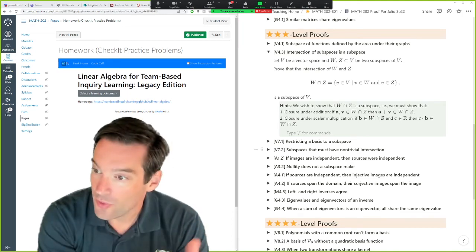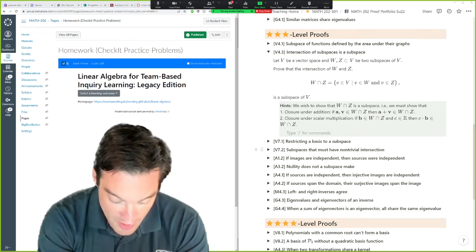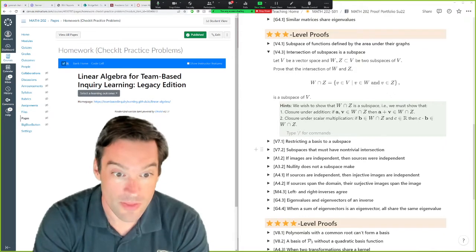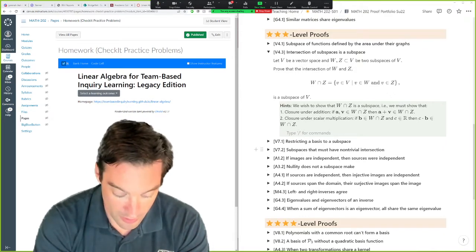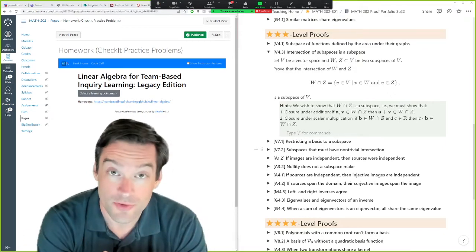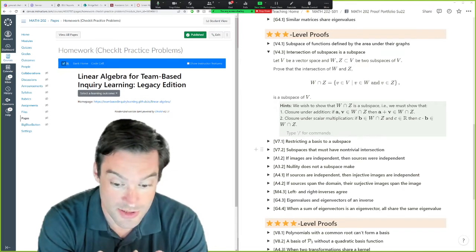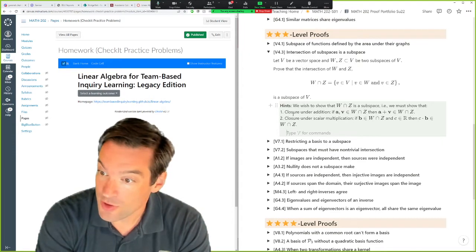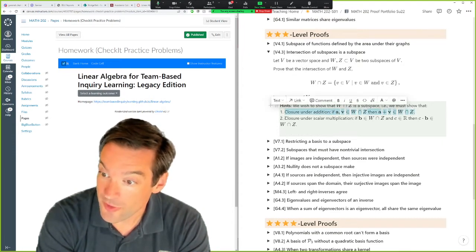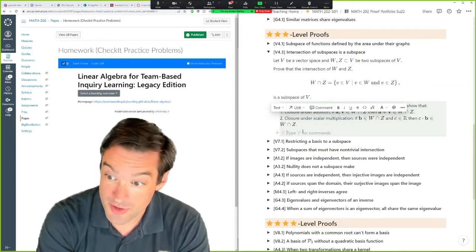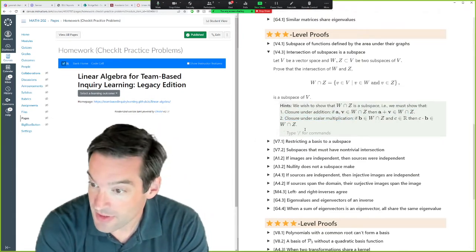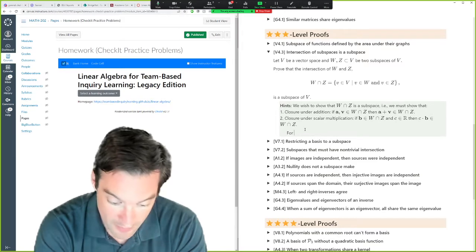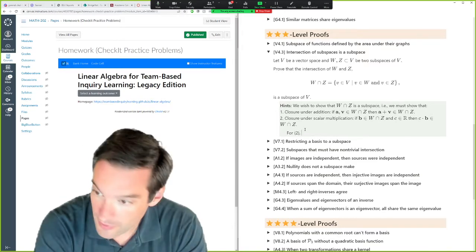So we're trying to show that if you have two subspaces, when we take the intersection of those two subspaces, the intersection is also going to be a subspace. And so we need to show both that the intersection is closed under addition and also that the intersection is closed under scalar multiplication. Let's do the scalar multiplication part. So for number 2.